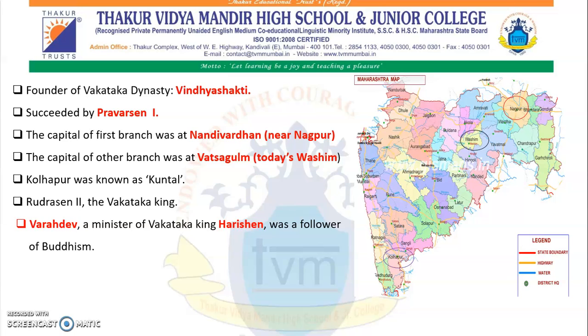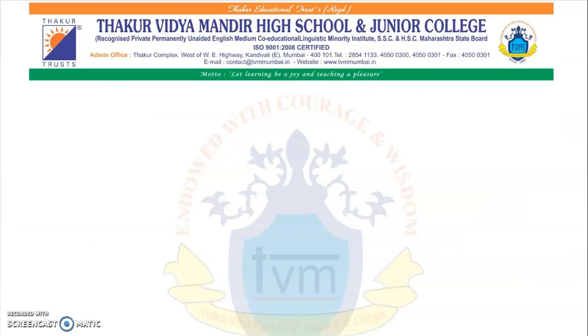He was the minister of the Vakataka king Harishen. So cave number 16 at Ajanta was dug at his instance. It means he was a very big follower of Buddhism, so he gave the order to sculpt a cave. There are a total of 30 Ajanta caves, and these caves are beautified. They are beautifully painted, and there are different pictures on them.